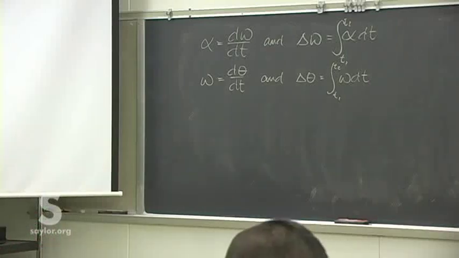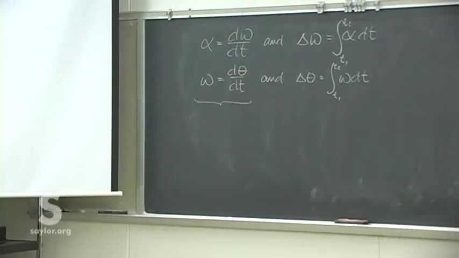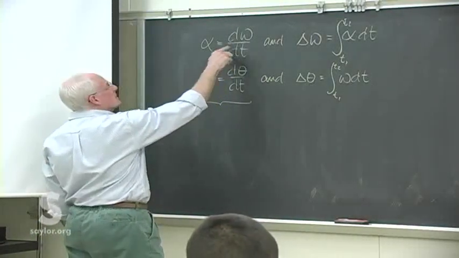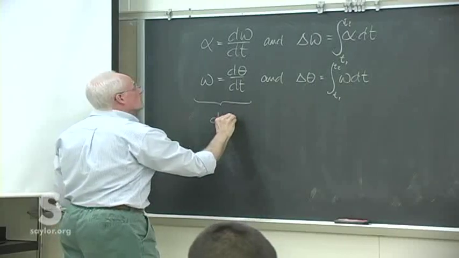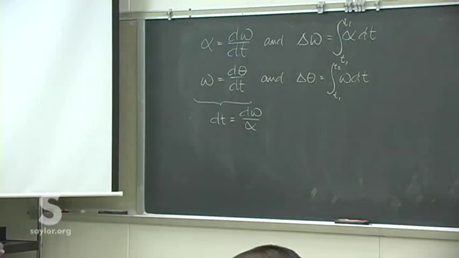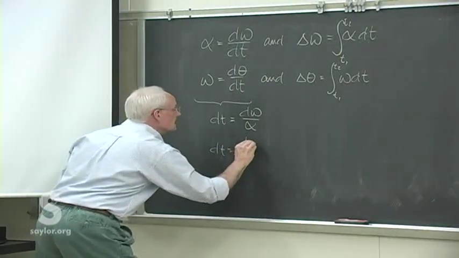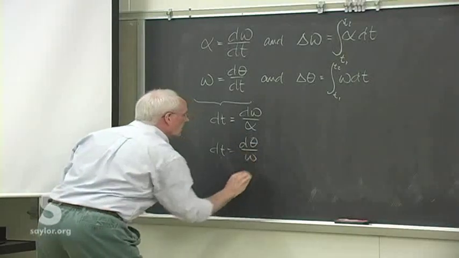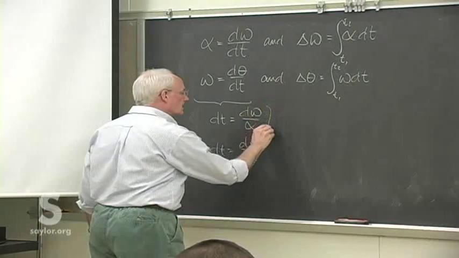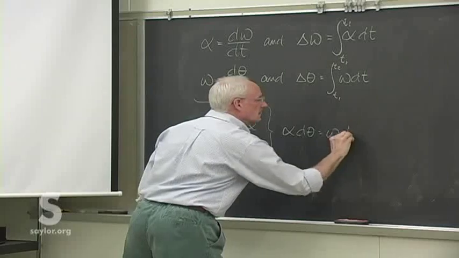If you remember, we did have one little piece that I warned you was a part of this that was often forgotten, so I'll give you the same warning now. If we solve this one for dt, we get dt equals d omega over alpha. If we solve the second one in the same way, we get dt is d theta over omega. Since those are both equal to dt, if we combine those two, then we get alpha d theta equals omega d omega.